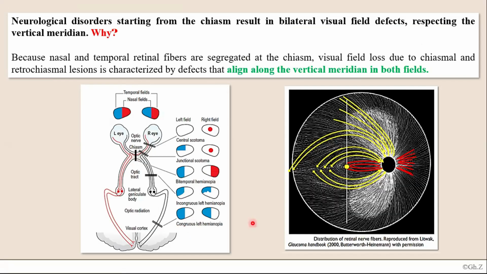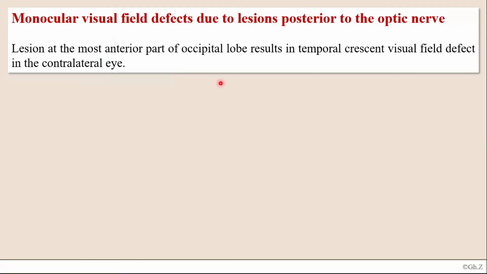And that's why if we have a monocular visual field defect, this means that the lesion is anterior to the chiasm, like the optic nerve, something in the retina, something monocular. So again, this general rule: a monocular field defect points to a lesion anterior to the chiasm. And any lesion starting from the chiasm should be bilateral. However, we have some exceptions. One of these exceptions, sometimes we have a lesion posterior to the optic nerve, yet monocular.